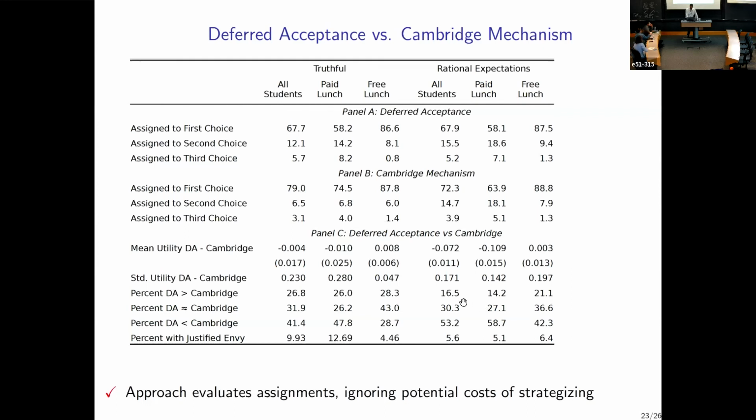And here we also have the number of students that would prefer DA to Cambridge, the number of students that would be indifferent, and the number of students that would prefer Cambridge to DA. And what you see is that the number of people that have a strong preference for Cambridge is larger than the number of people that have strong preferences for DA. And this is again because the people that Cambridge is benefiting are people that have extreme cardinal utilities, people that have a lot of intensity of preferences for a particular school.